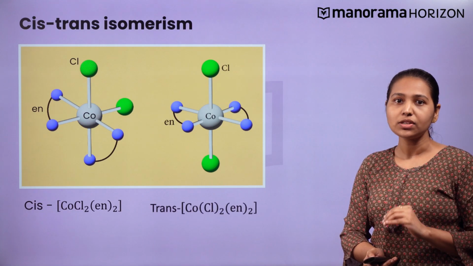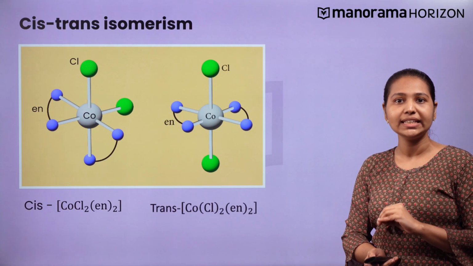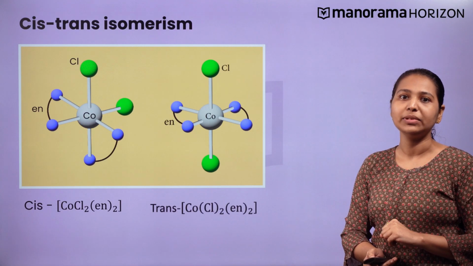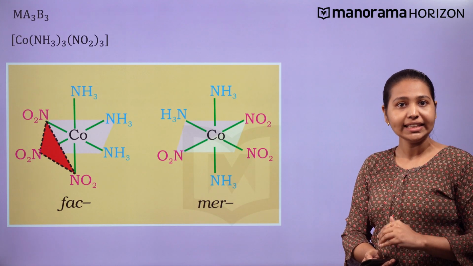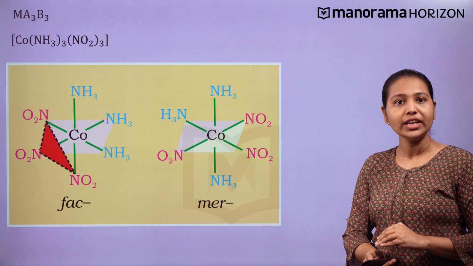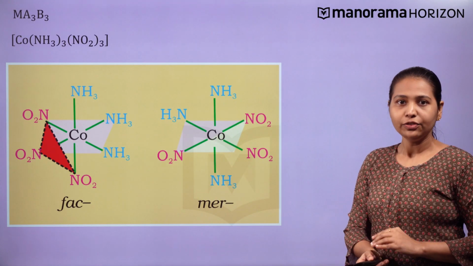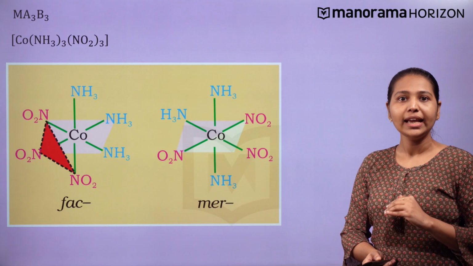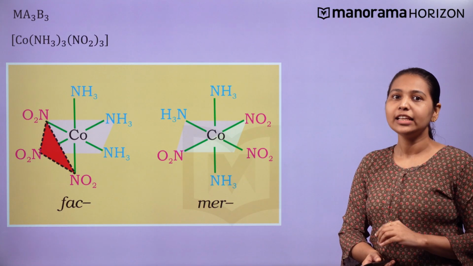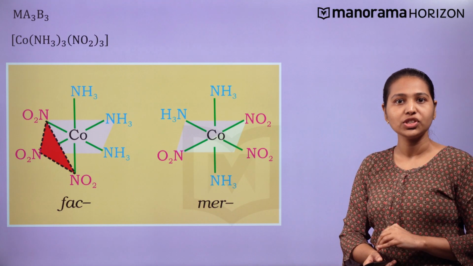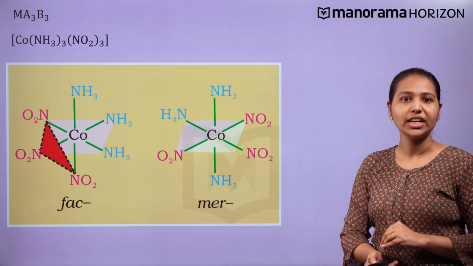Cis-trans isomerism is also possible if there is a bidentate ligand such as ethylenediamine. Here is an example of this kind. The complexes of the type MA3B3 can exist as facial and meridional isomers. In facial isomers, ligands occupy adjacent positions at the corners of an octahedral face, whereas in meridional isomers, ligands are positioned around the meridian of an octahedron.